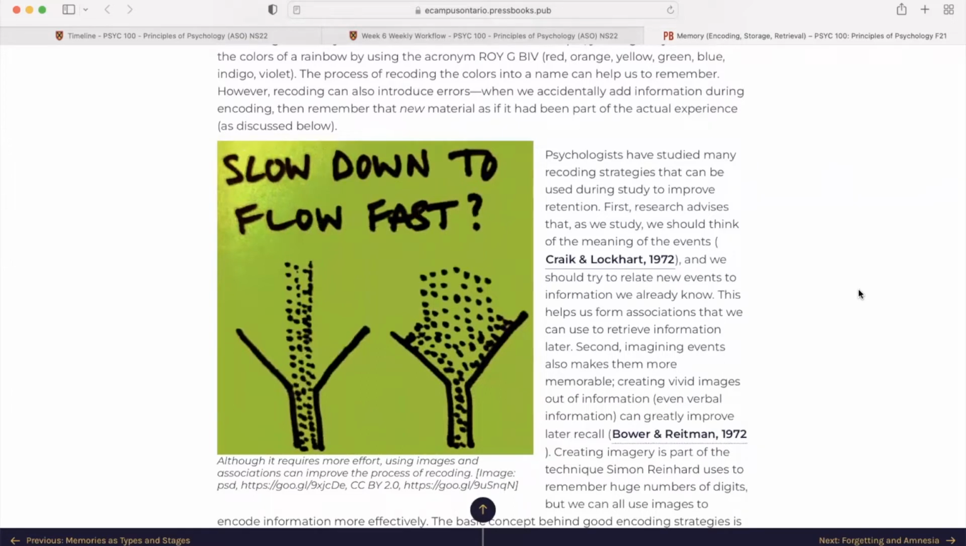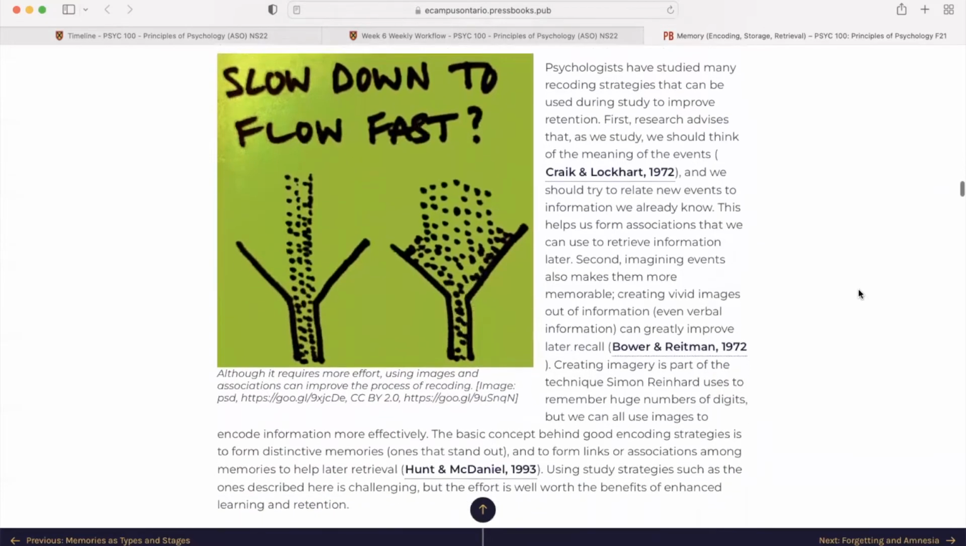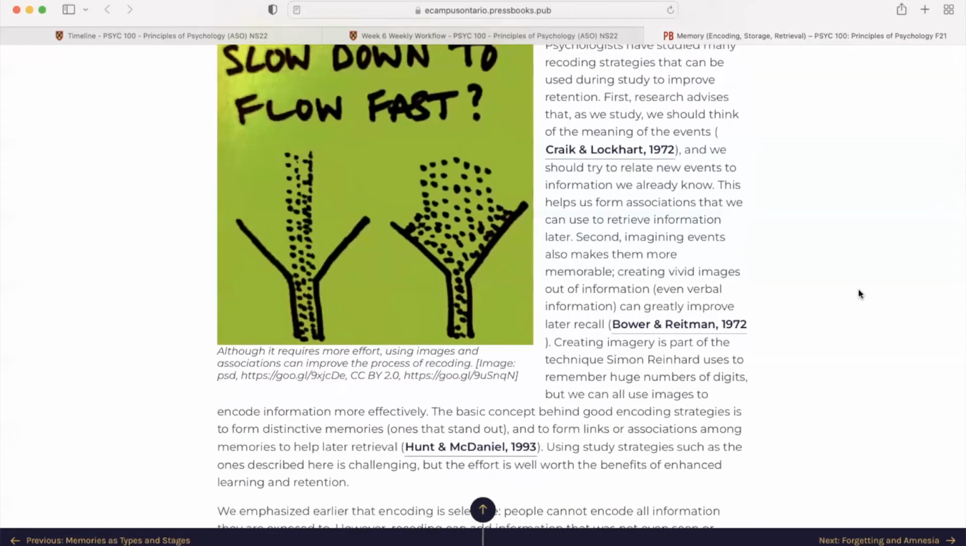Psychologists have studied many recoding strategies that can be used during study to improve retention. First, research advises that as we study, we should think of the meaning of the events, and we should try to relate new events to this information we already know. This helps us form associations that we can use to retrieve information later.